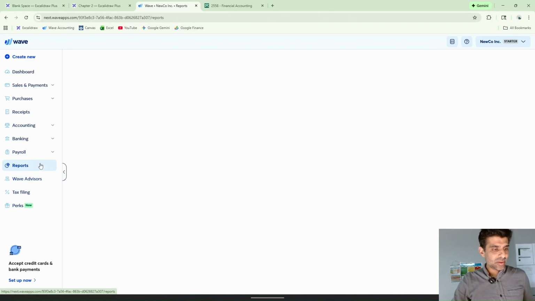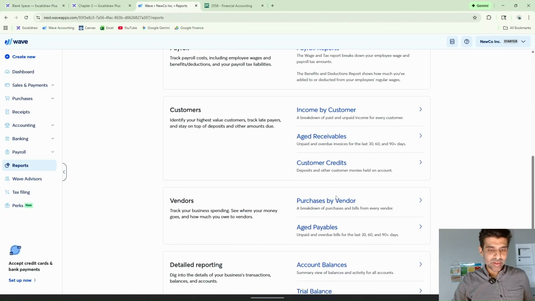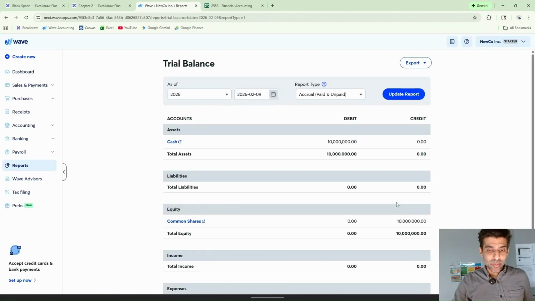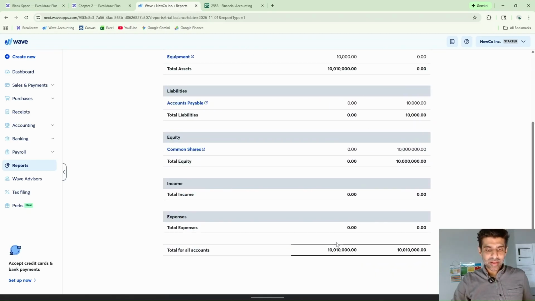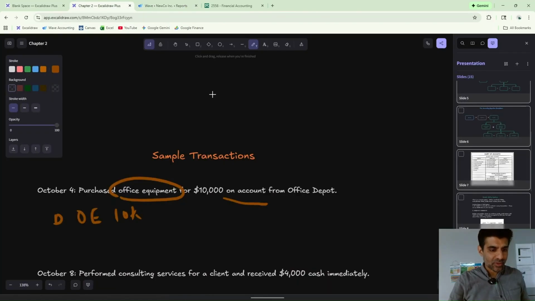Okay, so this is a little preview of a different report that we have called a trial balance. You can see that the debit total, 10 million 10,000, is equal to the credit total. So, as we saw in chapter 1 in that very tedious problem, the balance is always going to be maintained. Okay, so let's do the next transaction.